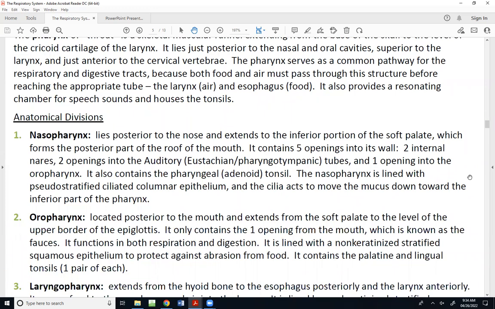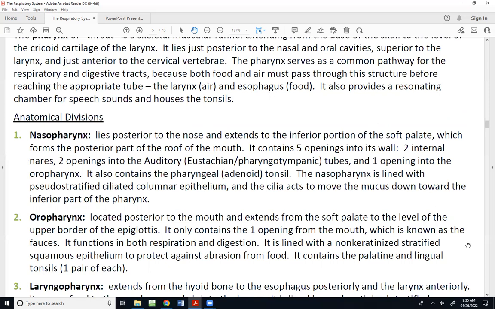It's a structure that we will talk about again in our next lecture because it's a common pathway for our respiratory and digestive tracts. It carries air into the larynx when we breathe, whether that's when we breathe through our nose or through our mouth. And then when we swallow food and liquids, it's going to pass that through the pharynx and into the esophagus, which is a tube that carries the food or the beverage, whatever that liquid is, to our stomach.